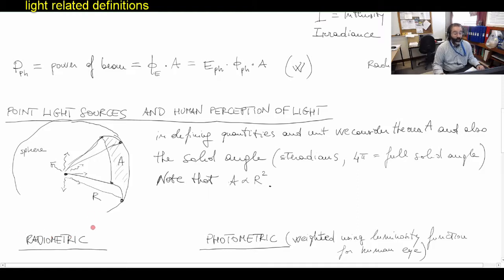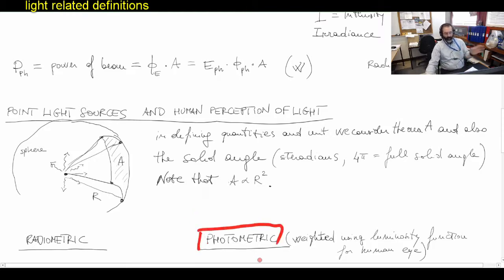The quantities that are used for point sources, and also the corresponding quantities that are related, also take into account maybe the human perception of light. So the physical quantities are called radiometric quantities, those that are based on radiometric quantities, but also take into account the human perception of light, the fact that the human eye has a certain sensitivity at some wavelengths rather than others. These are called photometric.